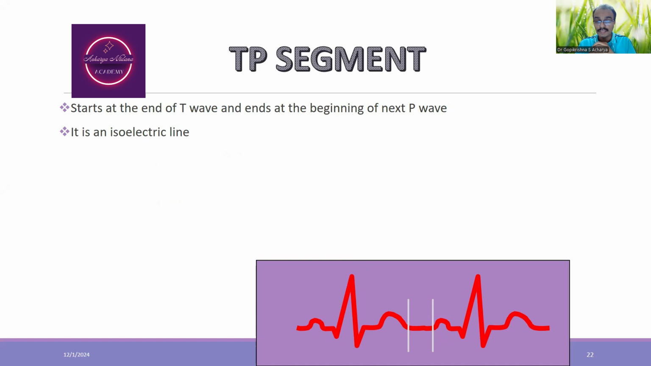Whereas the TP segment starts at the end of the T wave and ends at the beginning of the next consecutive P wave. It is an isoelectric line. As we have discussed earlier, the PR segment, ST segment and TP segment are isoelectric lines.